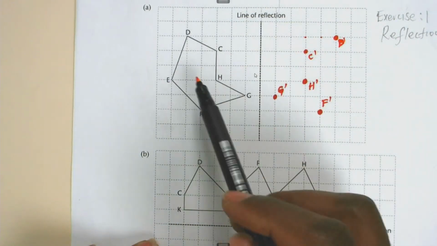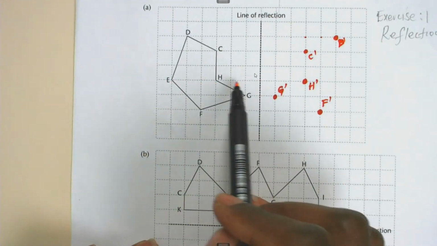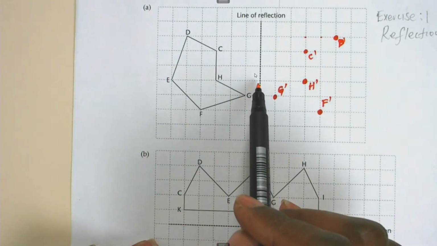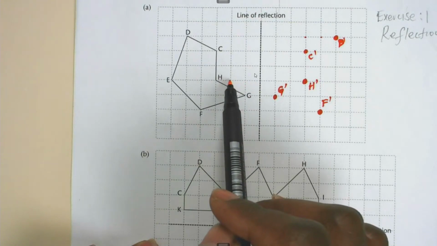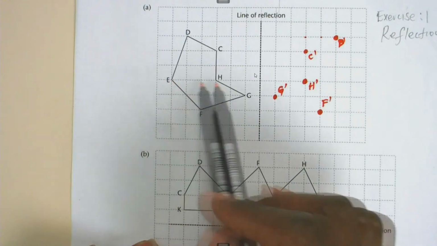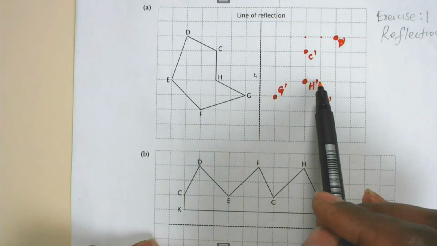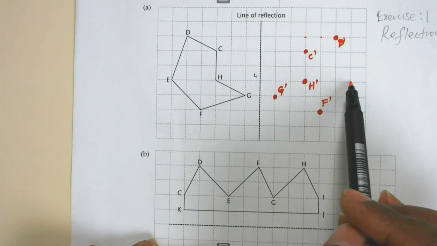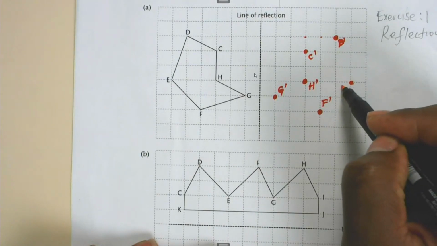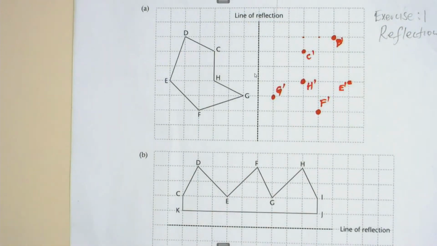Then the last point that we need to reflect is point E. We're going to count how many units it is from the line of reflection. So it's going to be 1, 2, 3, 4, 5, 6. So we're going to count 6 units to the right. 1, 2, 3, 4, 5, 6. Therefore, we will have our point E prime. Now, these are only dotted points.